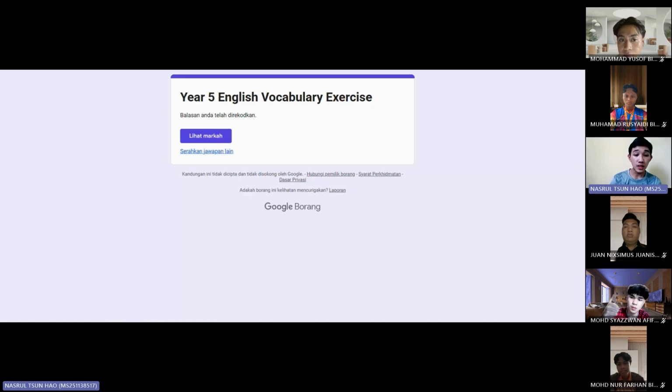Finally, students will answer one short reflection question at the end of the Google Form. For example, write one new vocabulary you have learned today, and write one sentence using that word. This reflection allows students to think about what they have learned and giving me evidence of their vocabulary development. So we will go back to the slide.